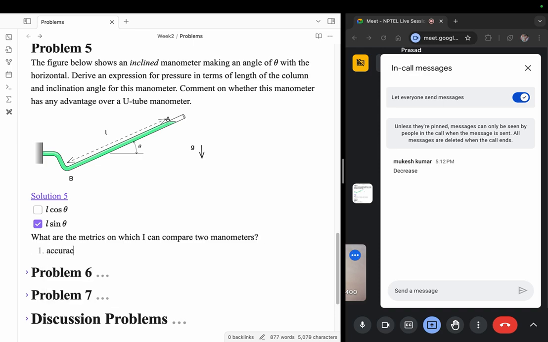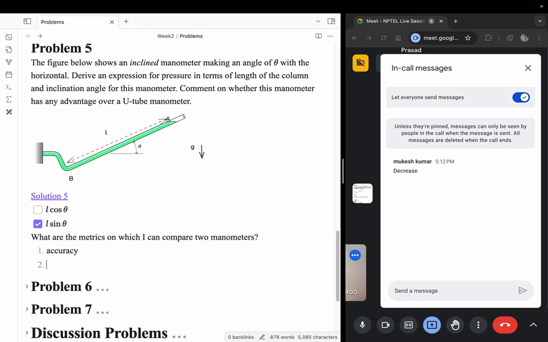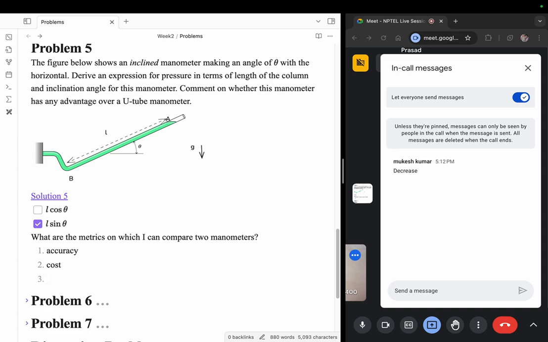Can I say accuracy, cost, something like that? When you want to answer questions like this, you need to come up with some metric that you can use to compare these two different manometers which are measuring the same quantity. Is there anything else you can come up with? Accuracy is one, cost is something else, ease of operation, or ease of use, let's put it simply. Anything else more important?